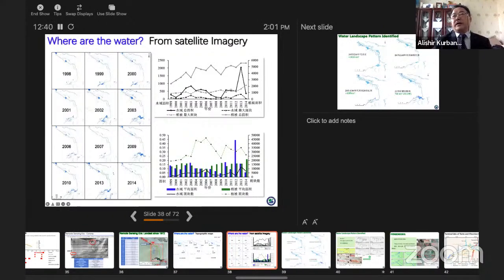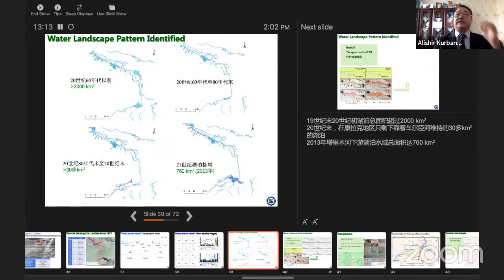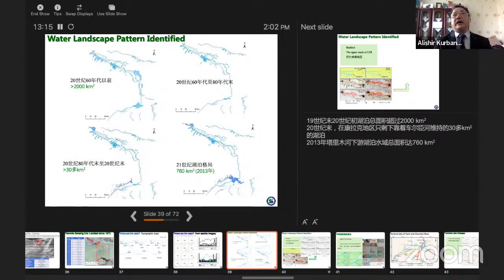So it was very important for us to understand what happened after we started the ecological water transferring, because it was decided in 2000 and started the first water transferring in 2000. And as a comparison, we started from 1999, and then we have some comparison here. So it clearly tells us the water and also especially the vegetation area increased. And this is a water landscape pattern.